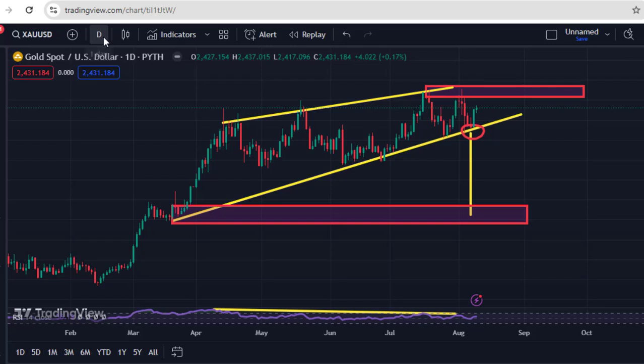This is not a 4-hour chart divergence or a 1-hour chart divergence. This is a 1-day chart divergence, which means it has high capacity to play out in the long run because it is a higher time frame.